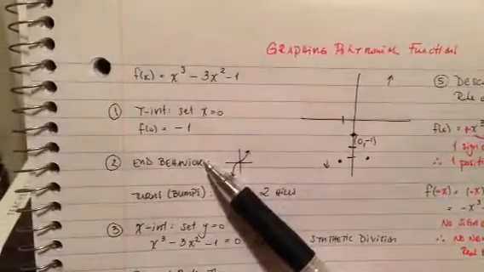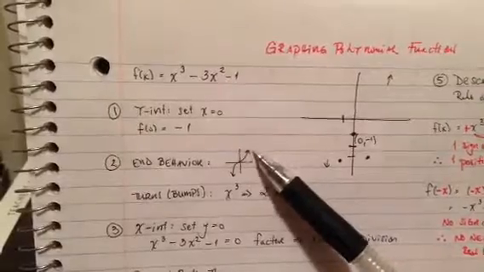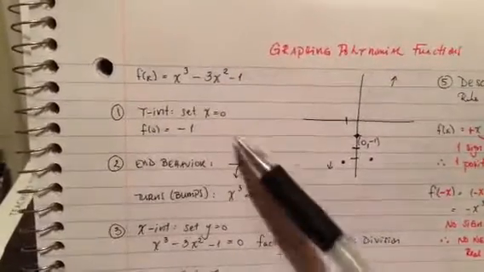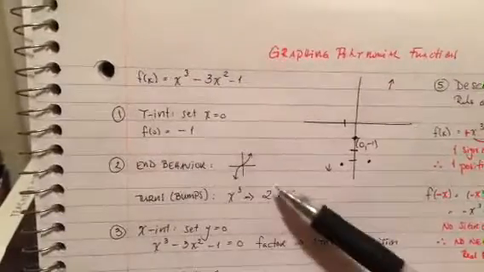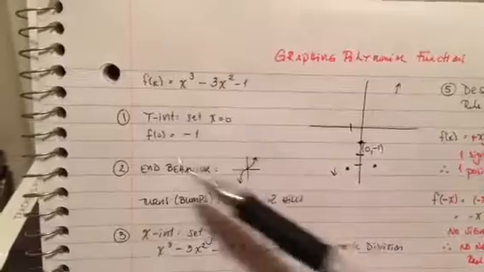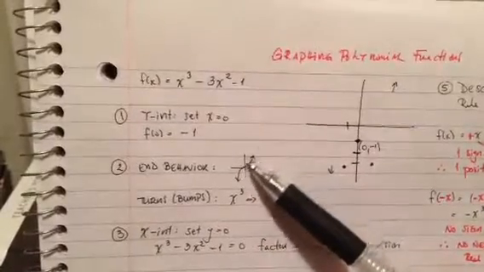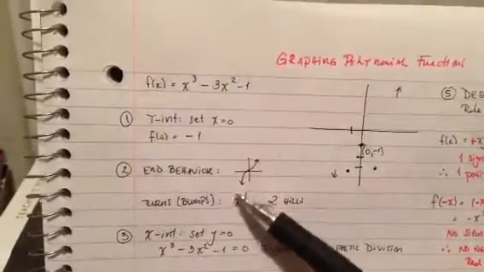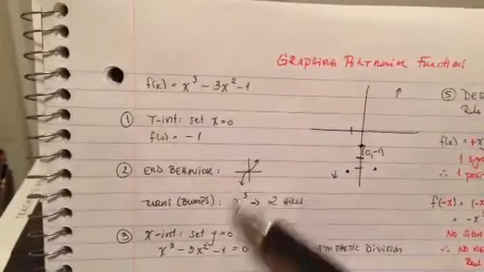Second thing is the end behavior. The end behavior has to do with these two little things right here, these arrows here. Now, because it's a cubic, I know that it's going to look like something like this. Now, since it's a positive, it just looks the way it is. So I know it's going to go up on the right and it's going to go down on the left.